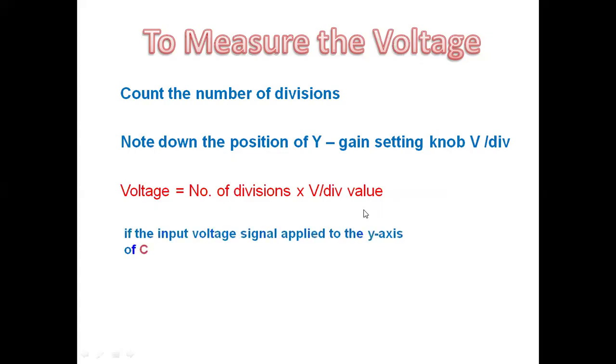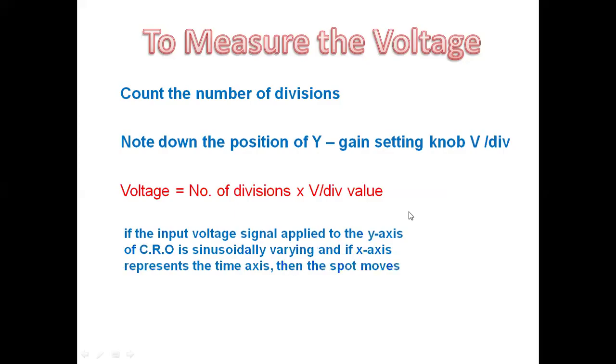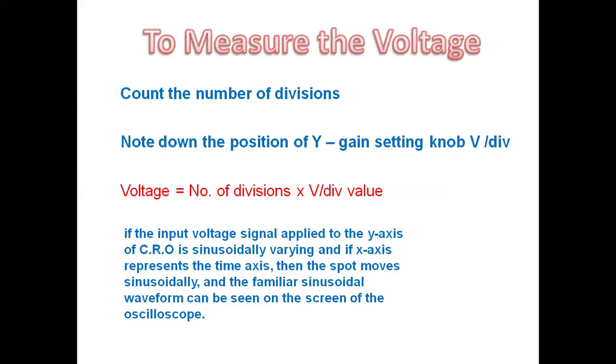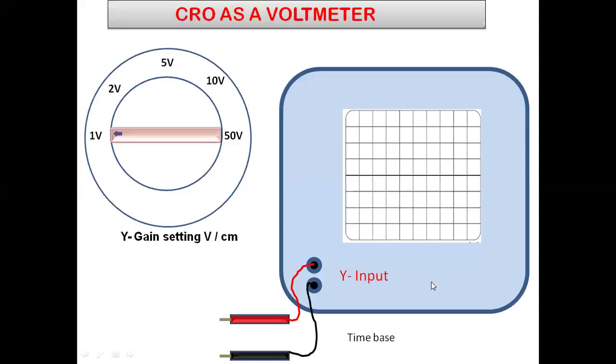If the input voltage signal applied to the y-axis of the CRO is sinusoidally varying, and if the x-axis represents the time axis, then the spot moves sinusoidally, and the familiar sinusoidal waveform can be seen on the screen of the oscilloscope.